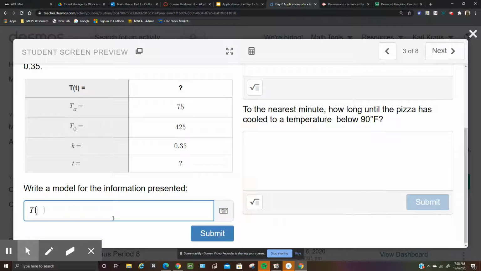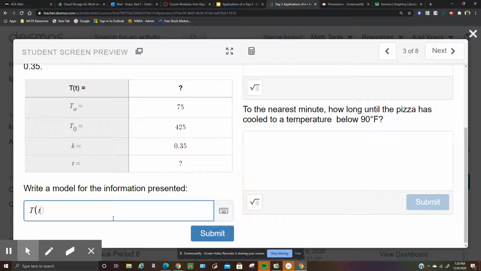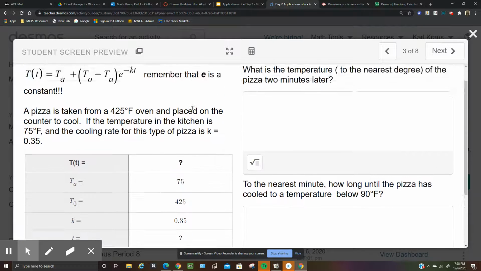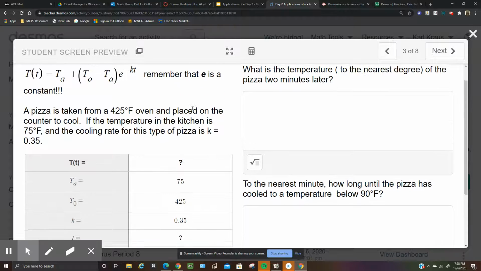So T of t equals the ambient temperature 75 plus initial temperature 425 minus 75, and then e exponent negative 0.35, and then t, lowercase t. So what's the temperature of the pizza 2 minutes later?